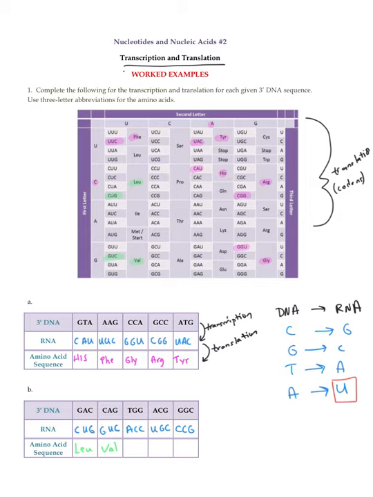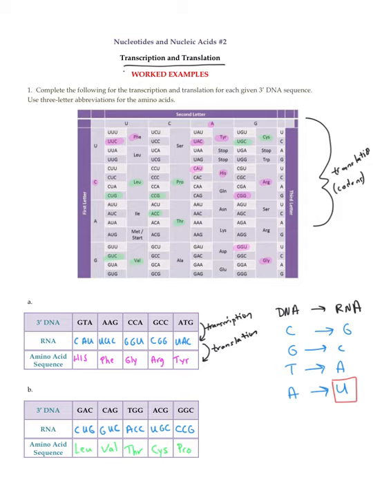ACC is threonine. UGC is cysteine. And finally we have CCG, which is proline. So again, it's just a matter of knowing how to do your transcription, and then translation is just a matter of looking up the codes.